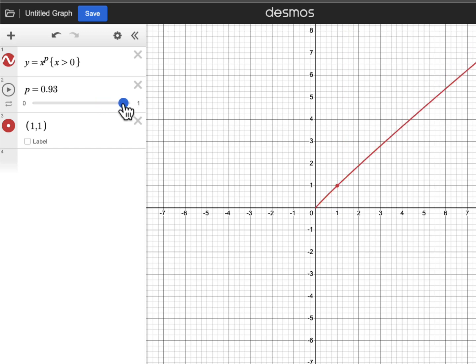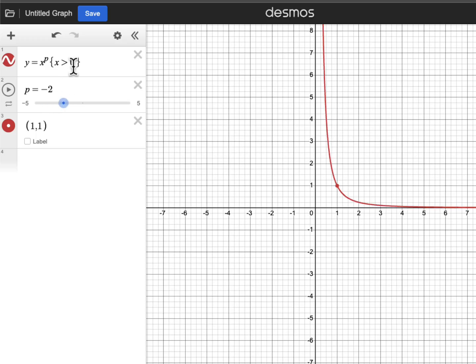As p goes below 1 but stays positive, we get curves that flatten out more and more to the right. When p is 0, we just have a horizontal line segment because a positive number raised to the 0 becomes 1. And as p goes negative, we get a curve that follows both axes with different curvatures depending on how negative the value p goes. But notice again, they all go through 1, 1.